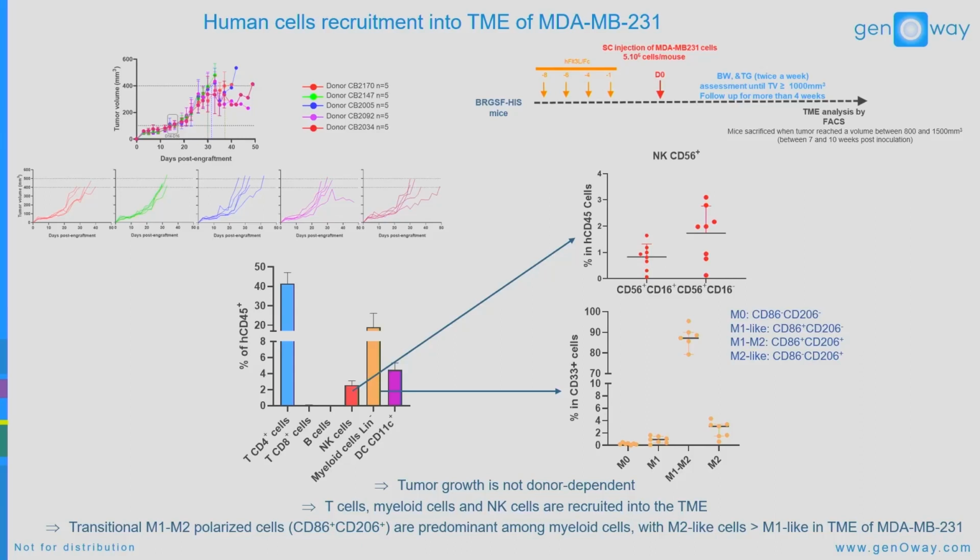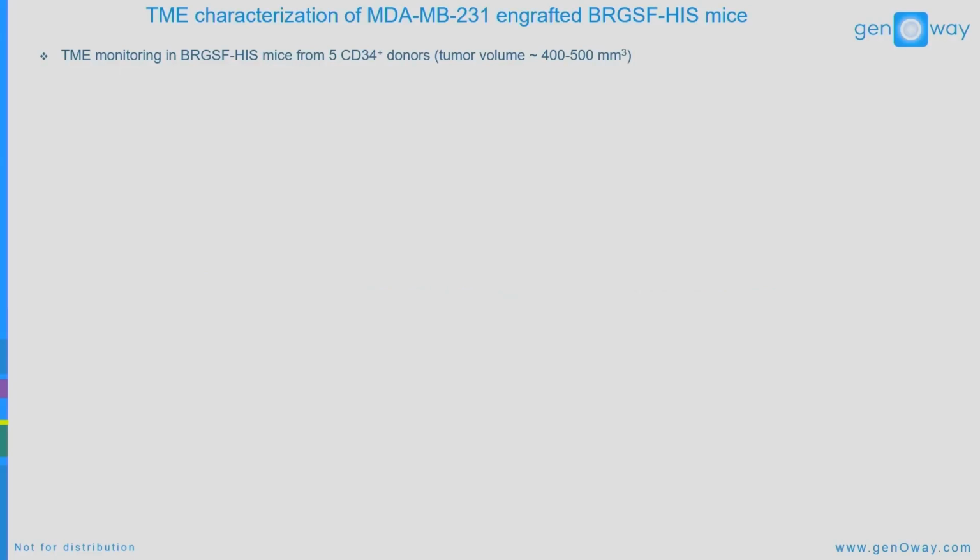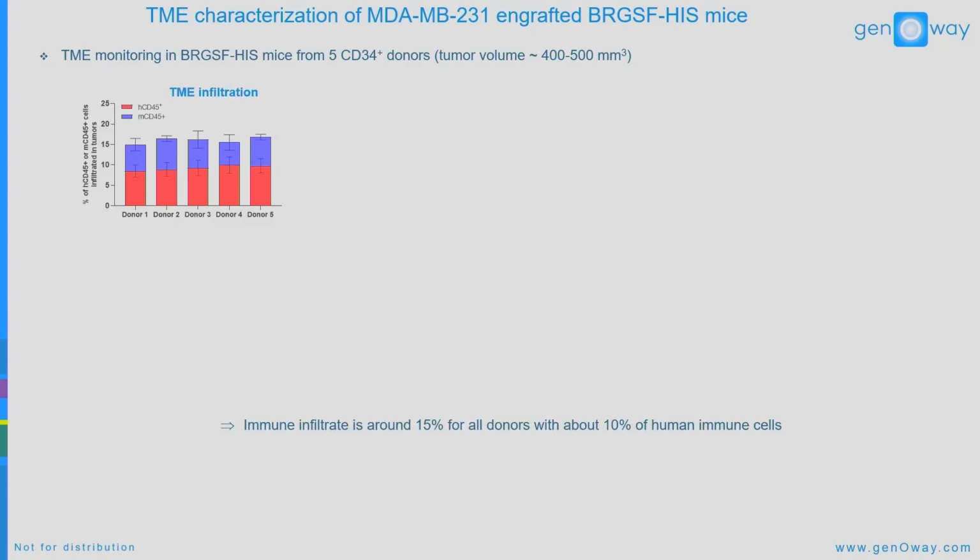Now, we repeated the same study with MB231, but this time we looked into tumors that were around 400 cubic millimeters, so much smaller. We wanted to see whether the recruitment and the activation stages would be different. This is what we observed. We have 15% of immune cells in the TME. Among those 15%, 2/3 are human cells, in red, and 1/3 are mouse CD45 positive cells.